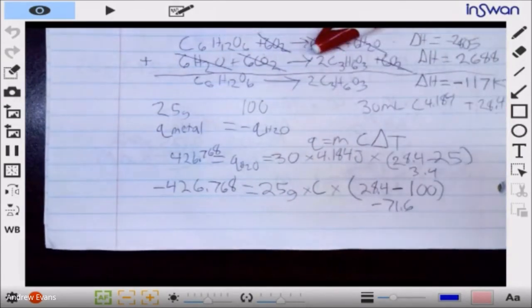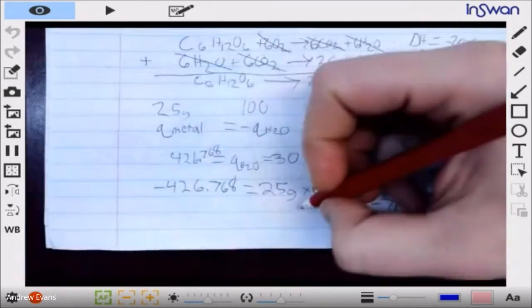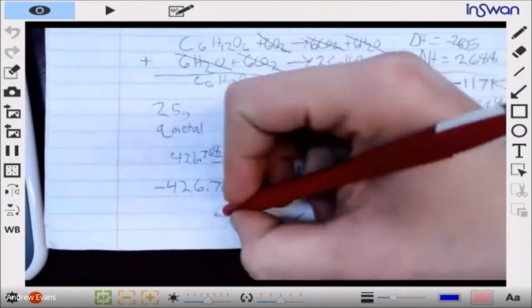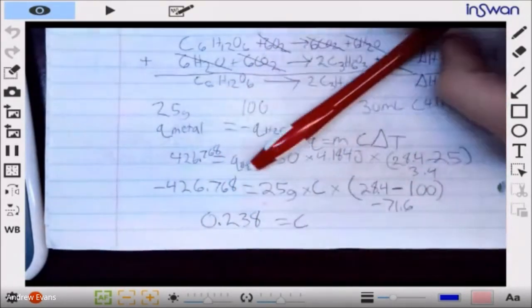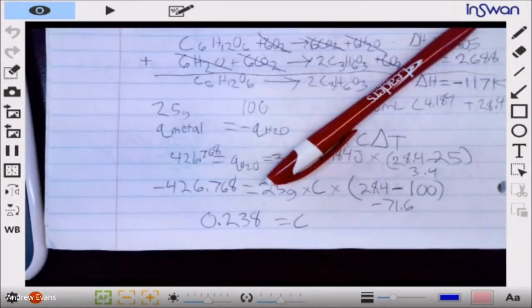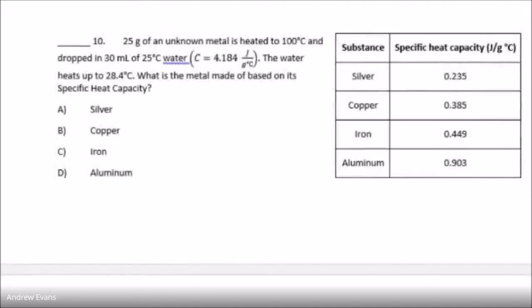So negative 426.768 divided by negative 71.6 and divided by 25. You do all that, you will get the heat capacity is equal to 0.238. Now, looking back at the word document, the closest one to that would be silver, 0.235.